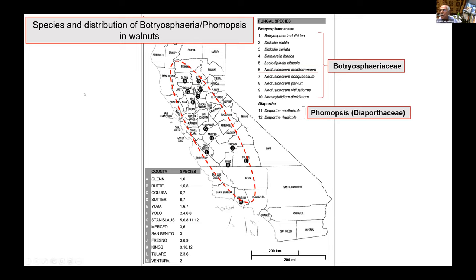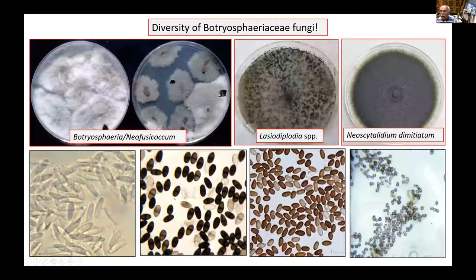You can see from the map also the number 6, Opuntiella mediterraneum, which can be found in most of the counties. And you can see 11 and 12, which is Phomopsis, occurs in Stanislaus and the San Joaquin Valley, which is not listed here. So the disease is very widespread, and the Botryosphaeriaceae are very diverse fungi.